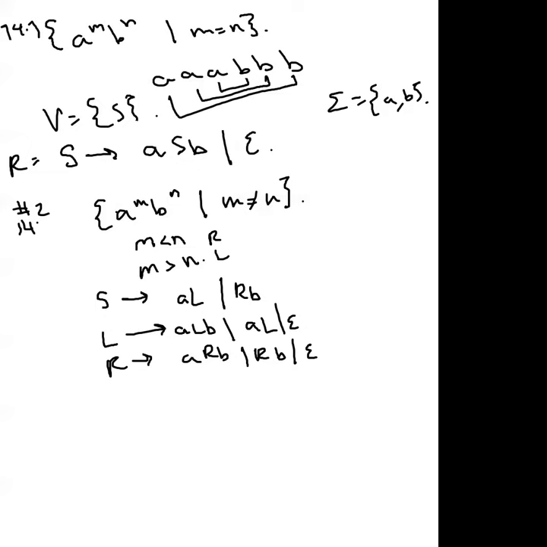So over here, just to do the hands-on work, S, L, R are our variables. Sigma is still A, B. Here's our rule set right here. And then the start variable is S. And that's 14.2. Okay. So let's take a look at 15, the final one.